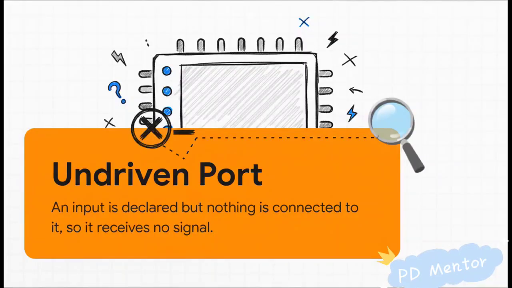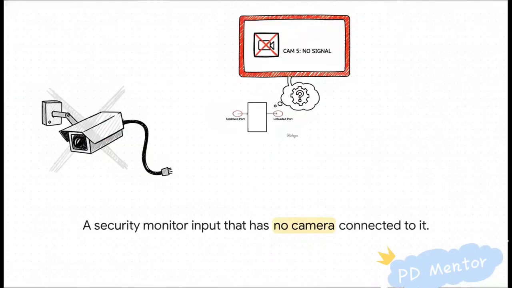And finally, for this section, we have the undriven port. Now this is a little bit like a floating input, but it's specifically about the ports on the edge of the chip. It's an input that's been declared in the design, but there is absolutely nothing connected to it. It's a complete dead end. This is just as simple as it sounds.